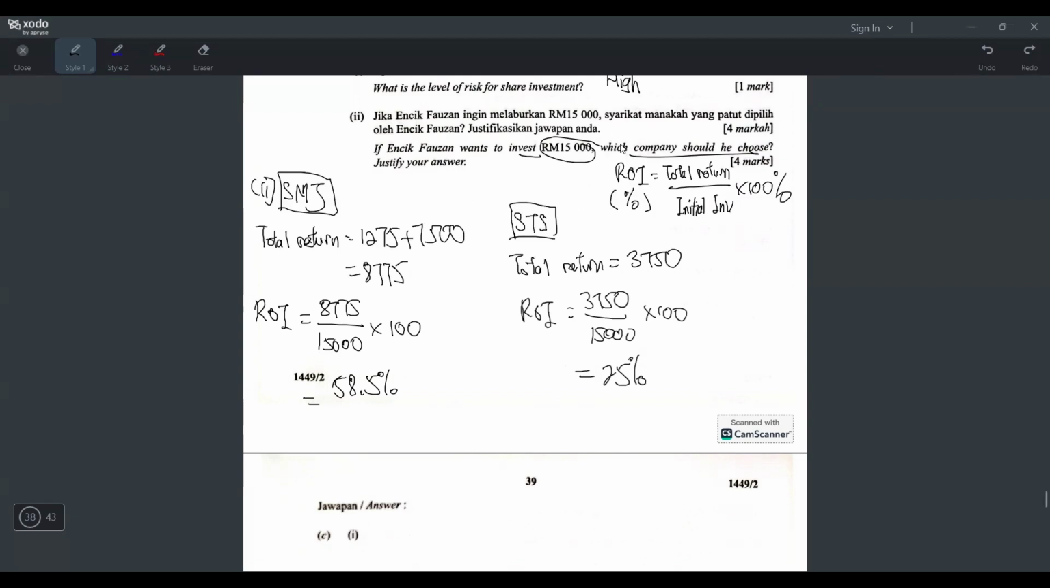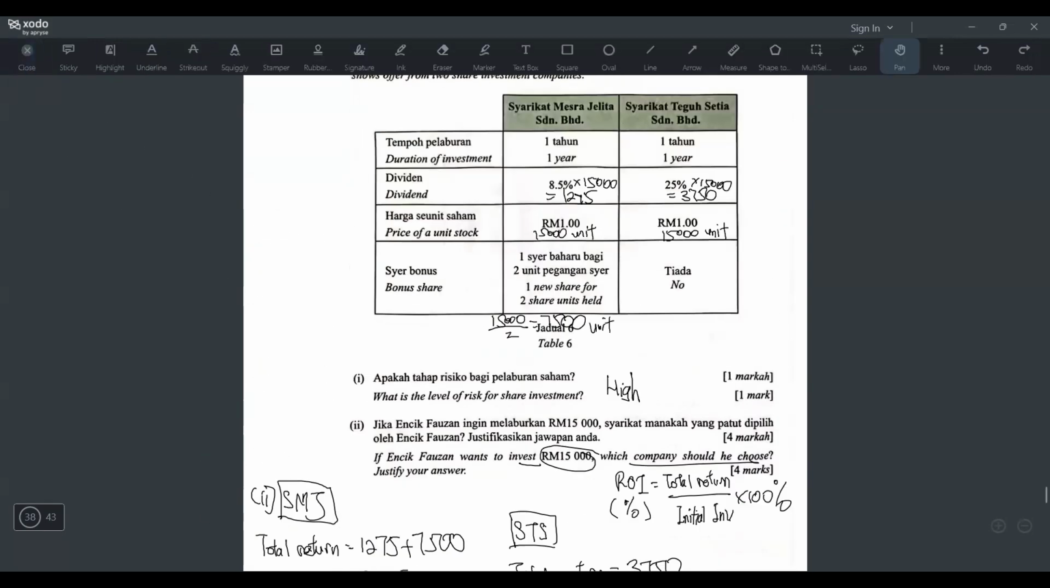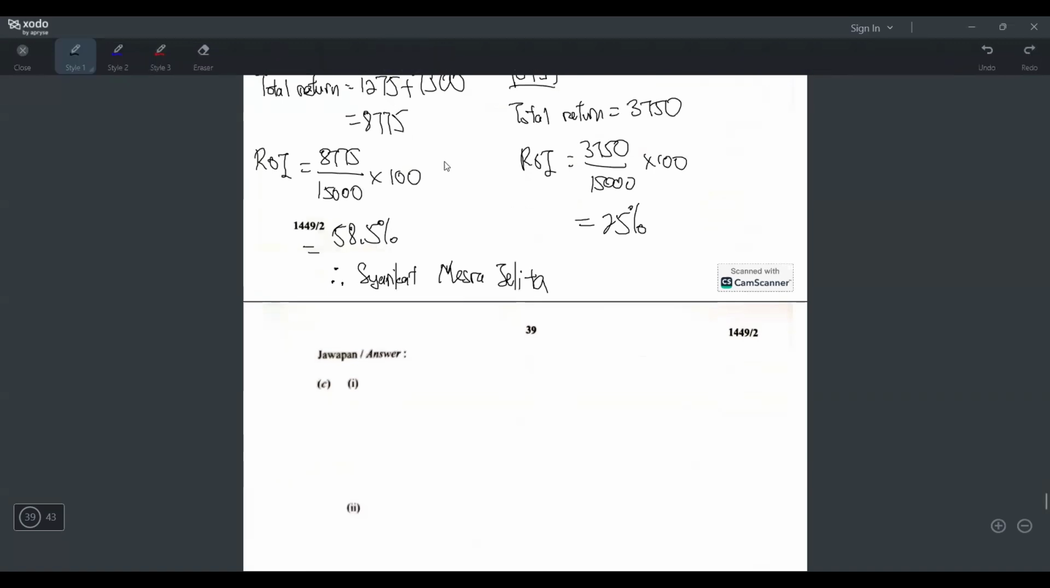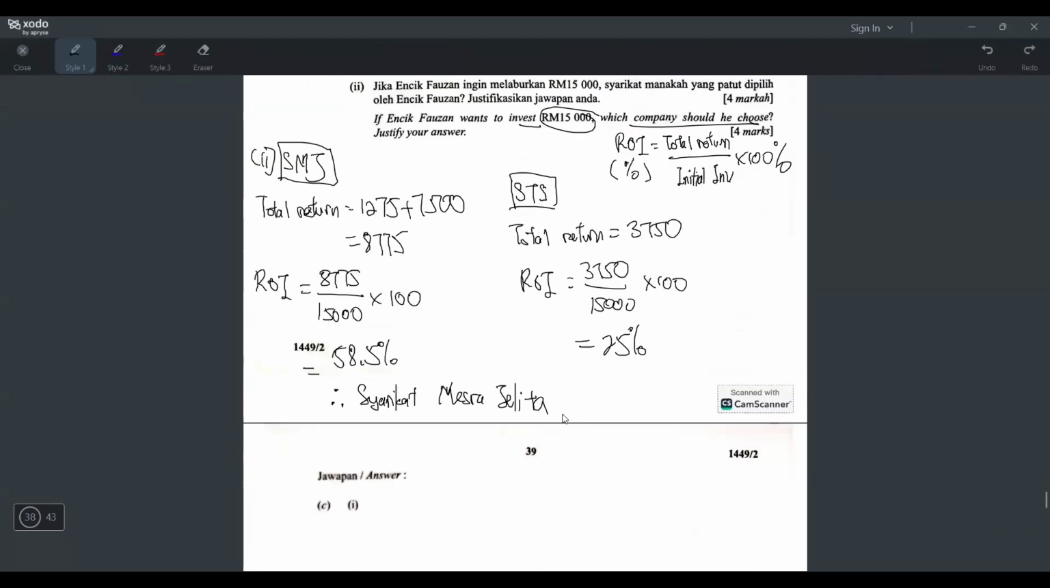So now we will answer the question, which company should he choose? Justify your answer. So dot dot dot, Syarikat Mesra Jelita. Okay, Mesra Jelita. So what is the reason? Syarikat Mesra Jelita. So yeah, is that the name? Yeah. Okay, so give a justification because it has higher return on investment. Okay, and then I'll just put bracket and just write 58.5% is bigger than 25%.